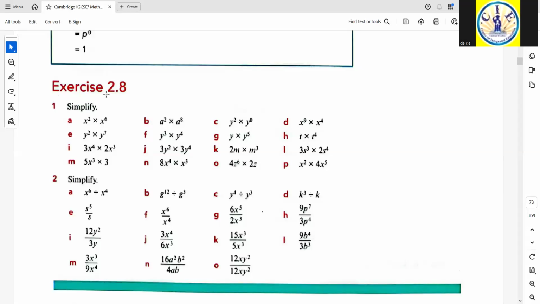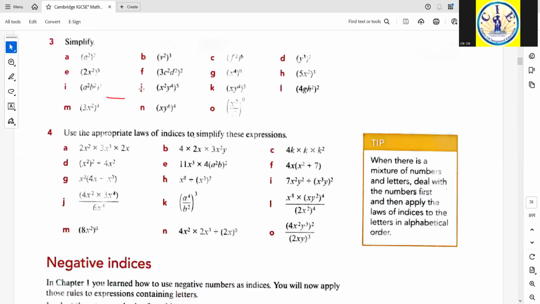Exercise 2.8, and we are going to solve its questions. Question 4: use the appropriate laws of indices to simplify these expressions. Okay, if we solve, let's suppose it's part B.